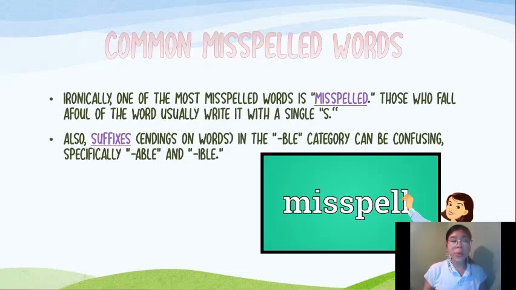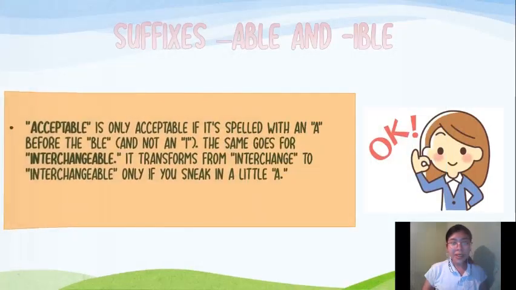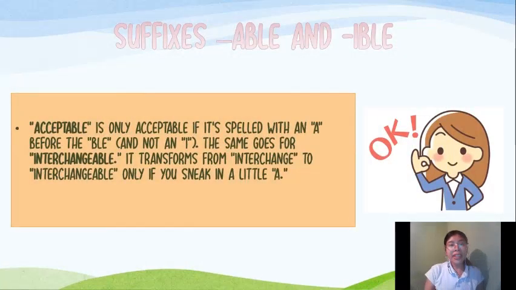and their spelling inconsistencies that sometimes we can observe within the English language. Here we have suffixes able and ible. Okay, let's check this. Acceptable is only acceptable.